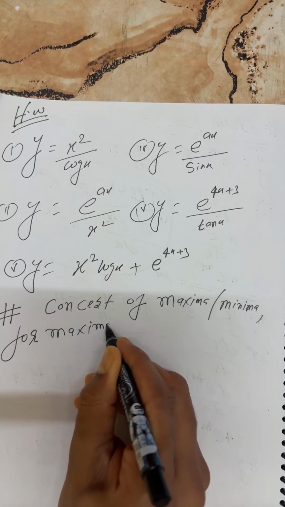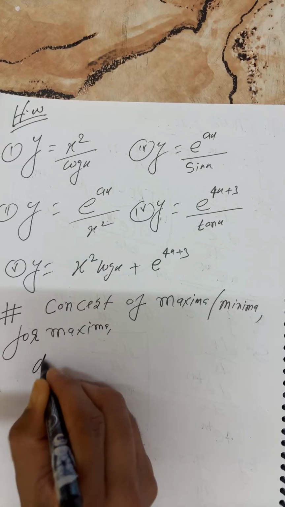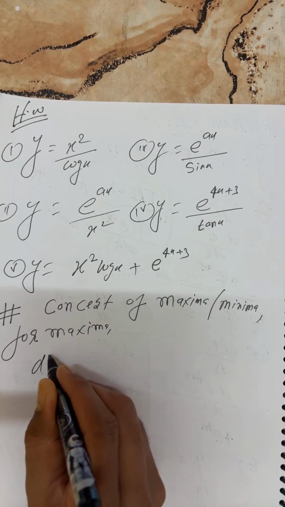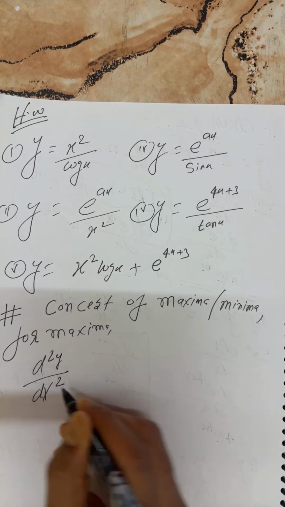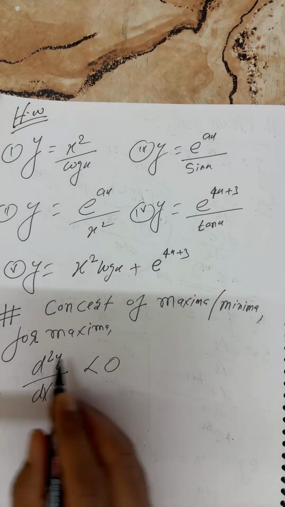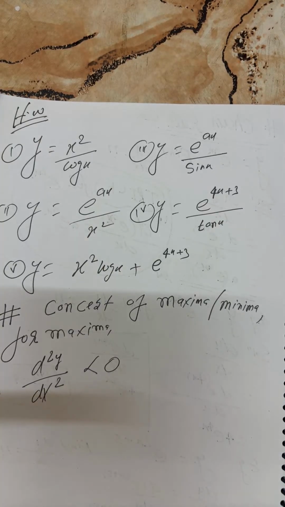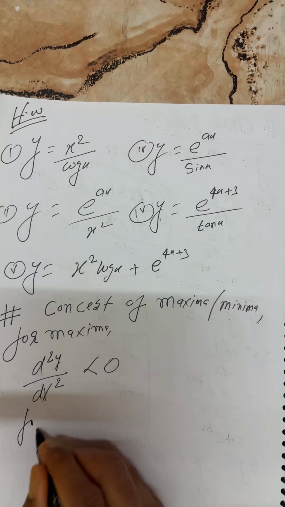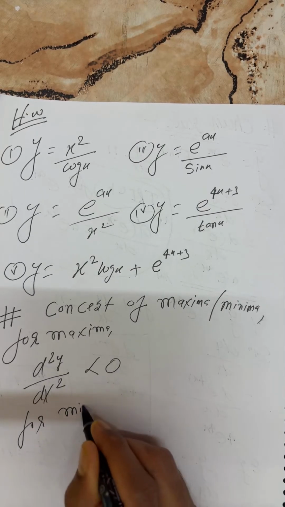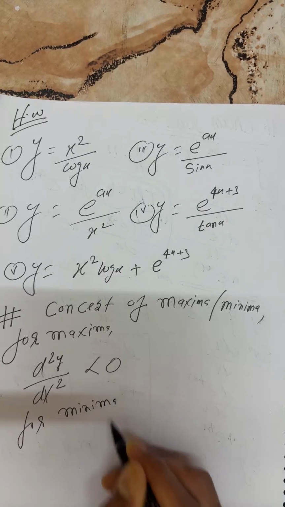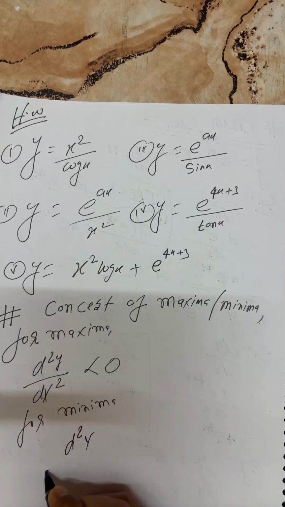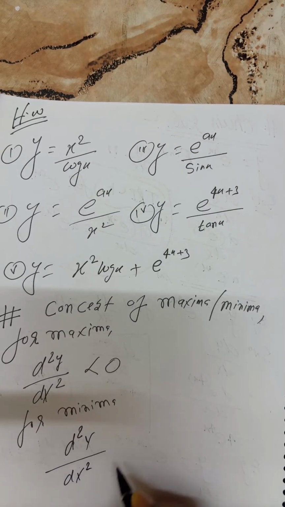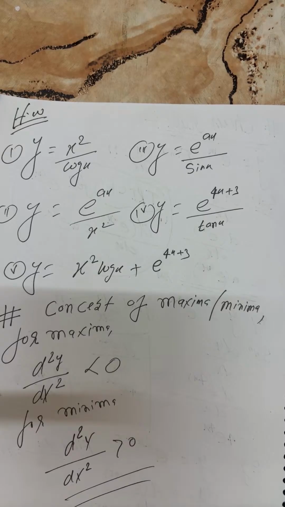For maxima, beta, if your double differentiation d2y by dx square comes out less than 0, then you can say the given function is maxima. For minima, kids, if your double differentiation is greater than 0, then we can say the given function belongs to minima, right?